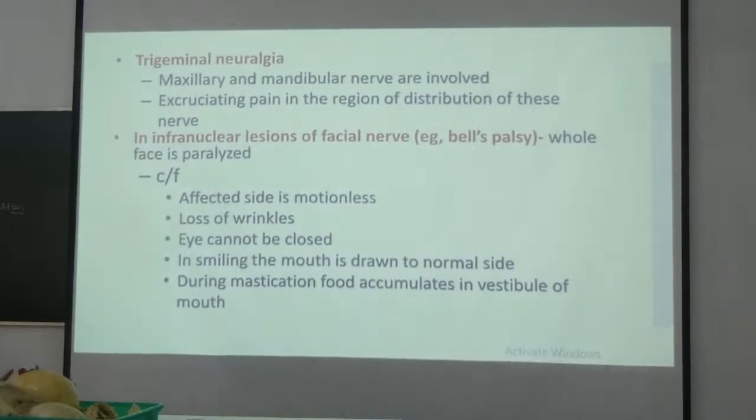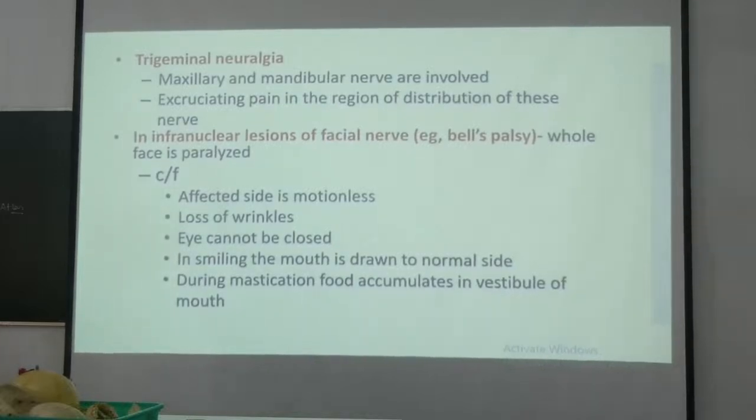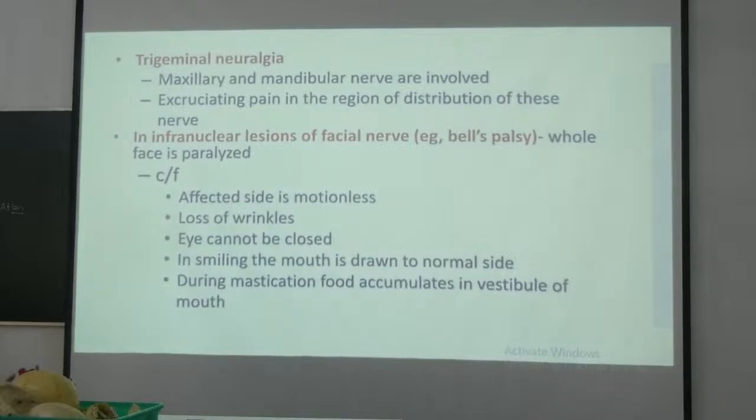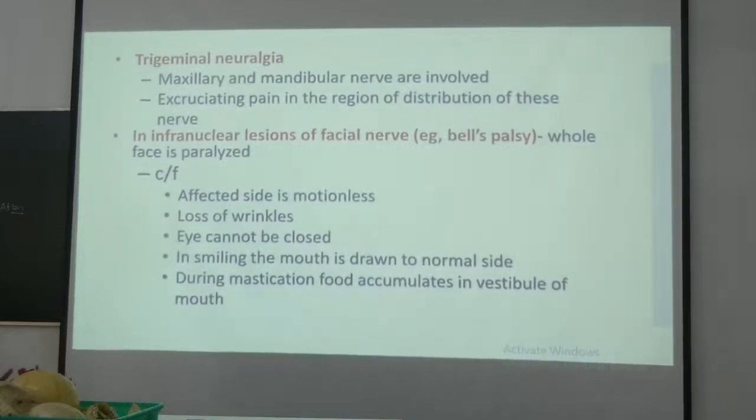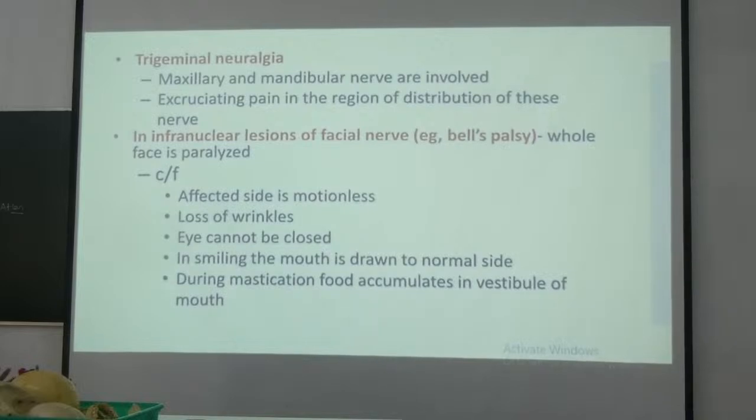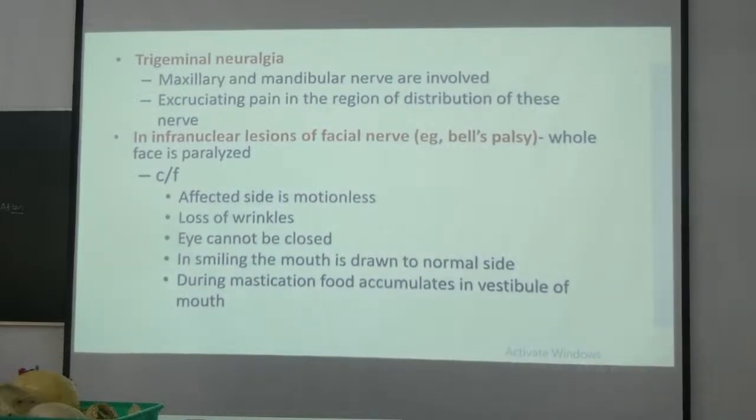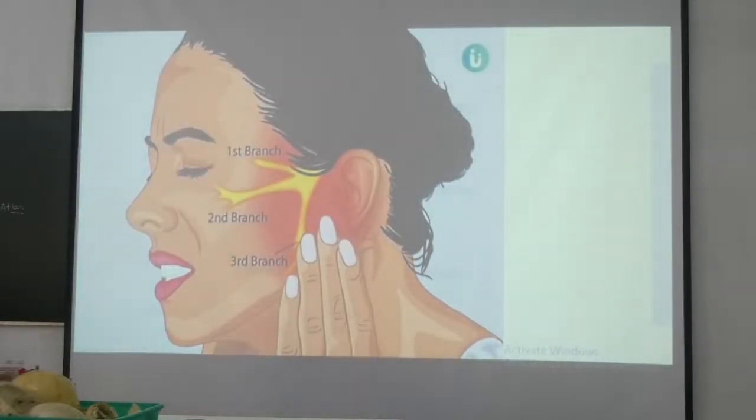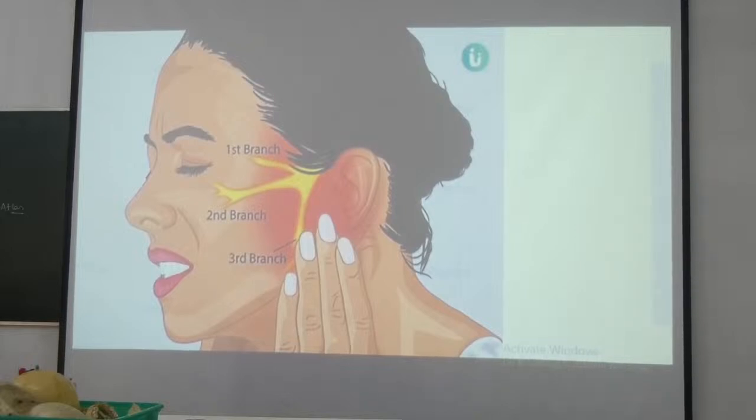Okay, so now coming to trigeminal neuralgia. Make one snapshot of this one. First, the maxillary and mandibular nerves are involved. See, the ophthalmic nerve is spared. Then excruciating pain, unbearable pain, in the distribution of this nerve. And what is this? That is Bell's palsy, that is infranuclear type of paralysis. There would be pain involving the trigeminal ganglion.